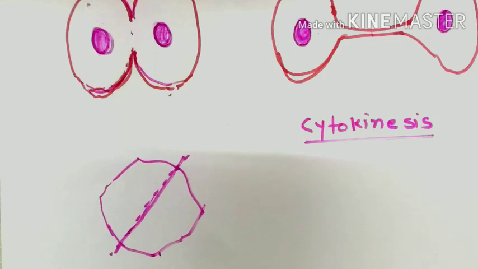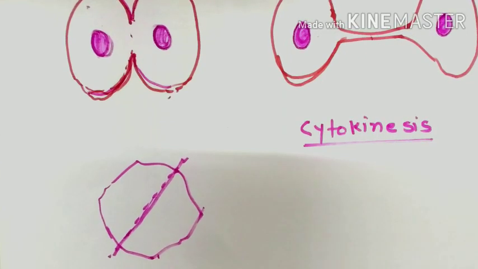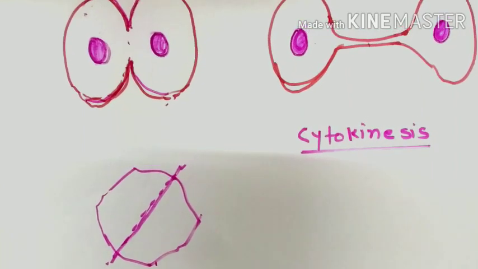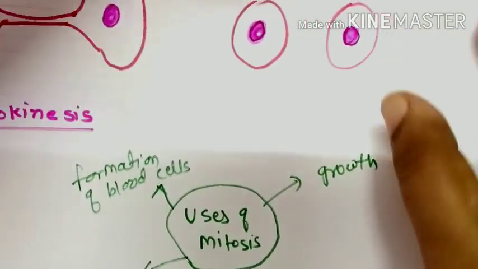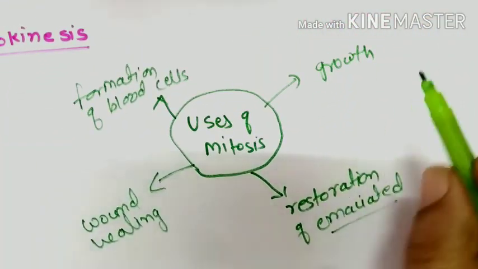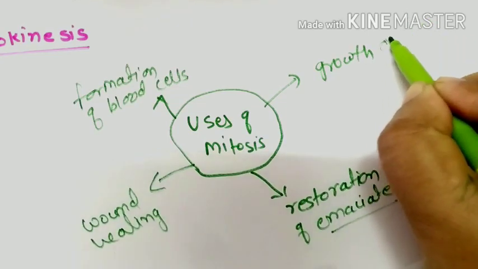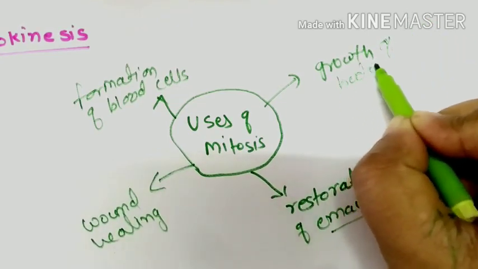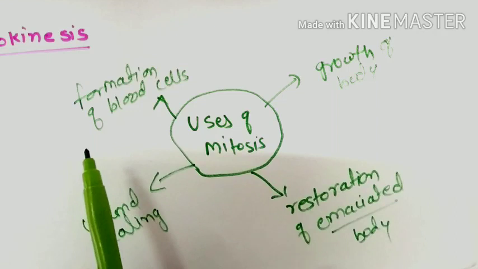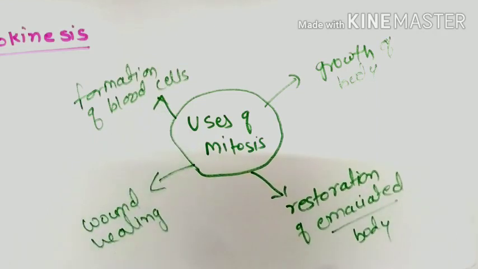This mitosis is essential for growth of the body, and it is very necessary for restoration of the emaciated body. It is also useful for wound healing and the formation of blood cells. Write down the uses of mitosis. You have to write down these uses. That is, it is useful for the growth of the body, for restoration of the emaciated body, for wound healing, and for the formation of blood cells.